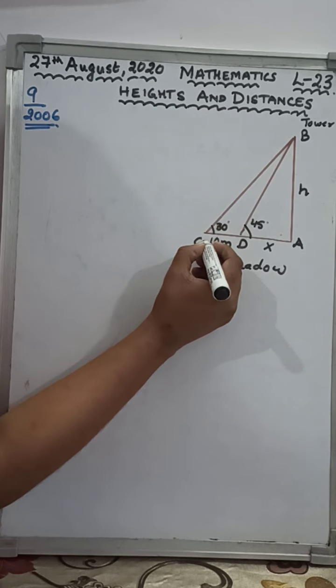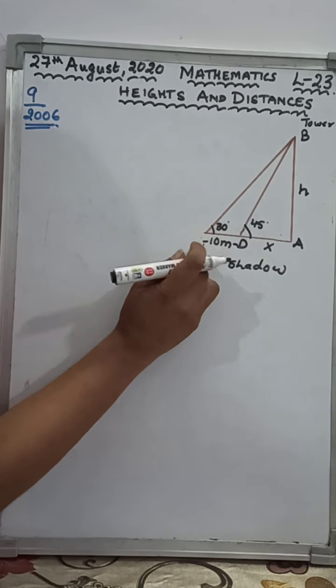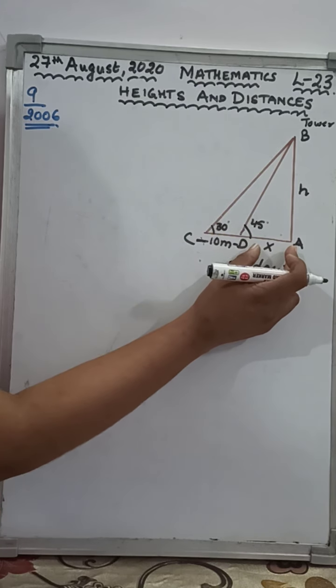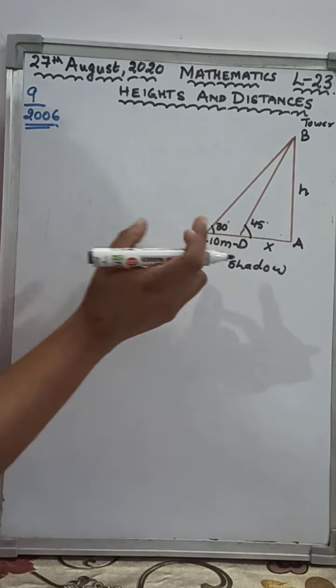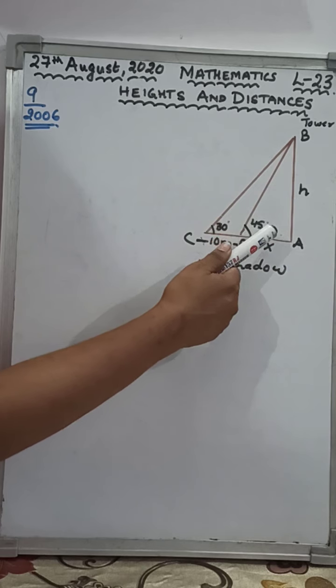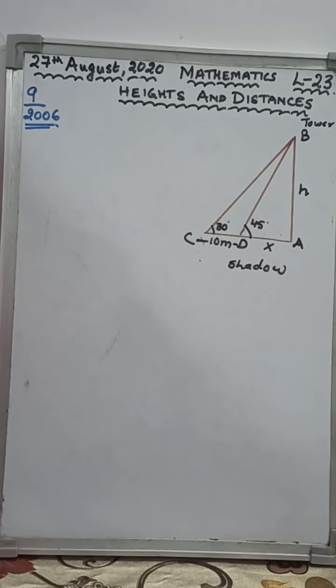So have you seen it? The shadow has been increased. Clear? This is a shadow that has increased by 10 meters. Previously the shadow was x. Now 10 meters is increased when the altitude of the sun changes from 45 to 30 degrees. Clear? As shown in the diagram.